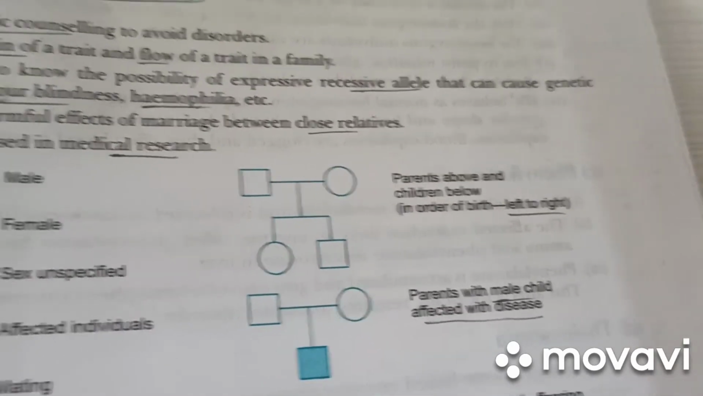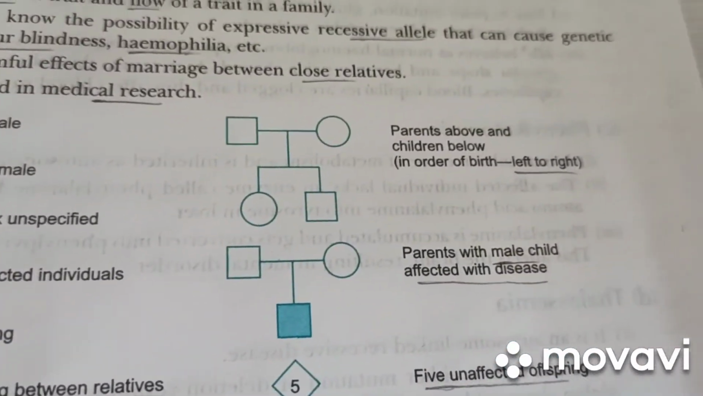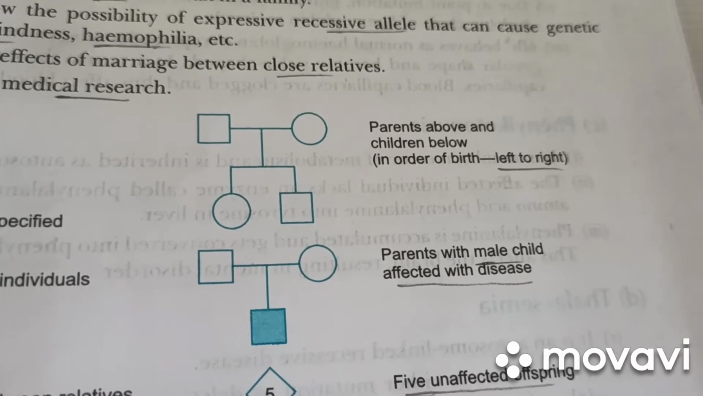So first left to right, first you can see a square. What does square mean? It's a male. Then a circle, circle means that is female. So in order of birth, left to right.